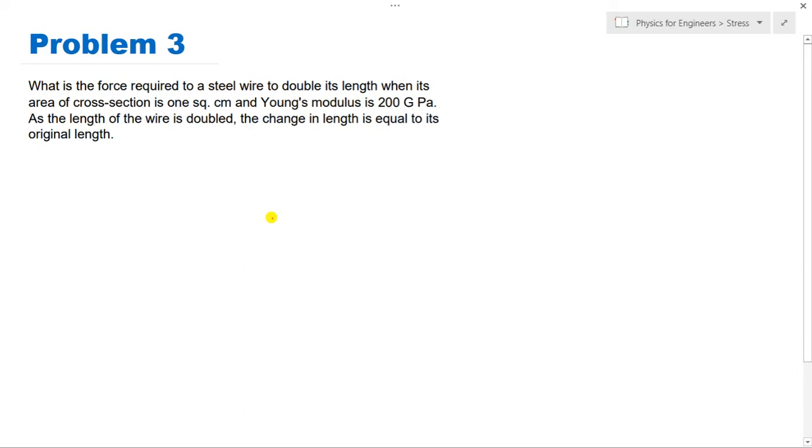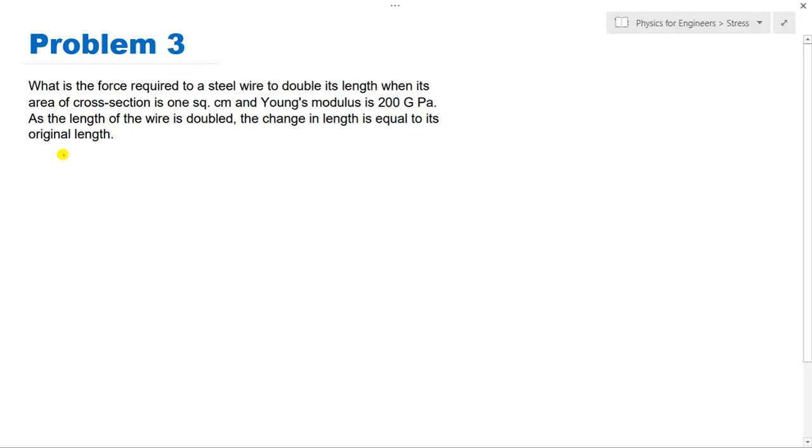Okay, lingon dere. What is the force required for a steel wire to double its length when its area of cross-section is 1 square centimeter and Young's modulus is 200 gigapascal? As the length of the wire is doubled, the change in length is equal to its original length.